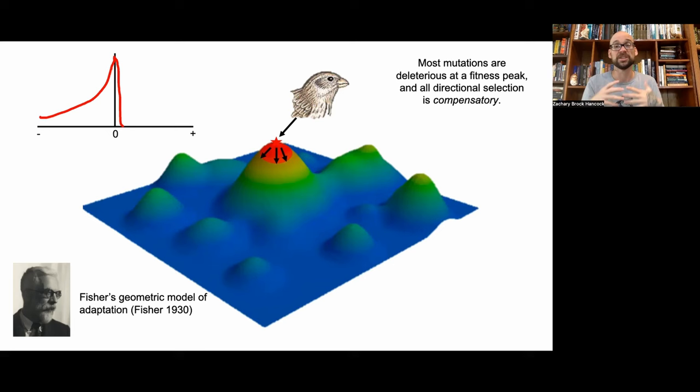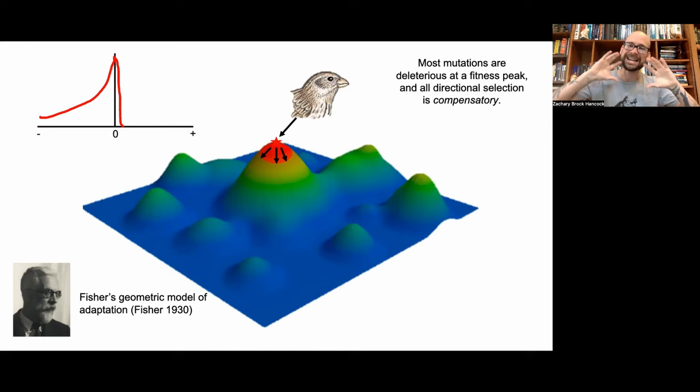Right. So you get a deleterious mutation. It kind of drags the population mean away. You get a beneficial one that just repairs the lost function from the deleterious one. And so it just moves you slightly back up. Right. So all directional selection when you're at this fitness peak is compensatory.